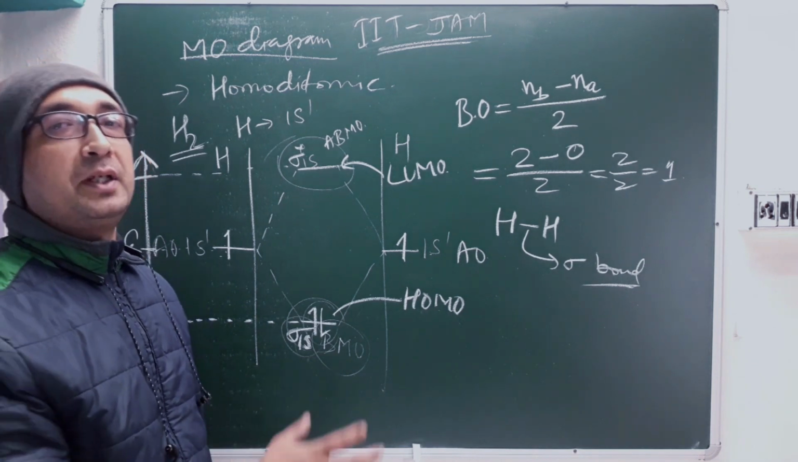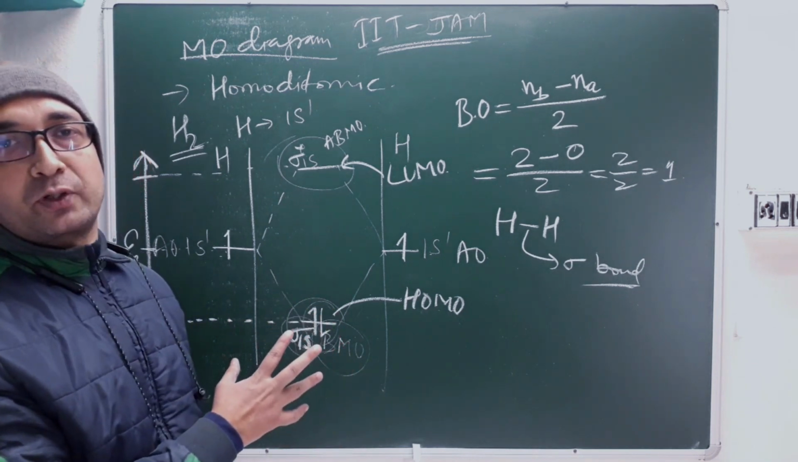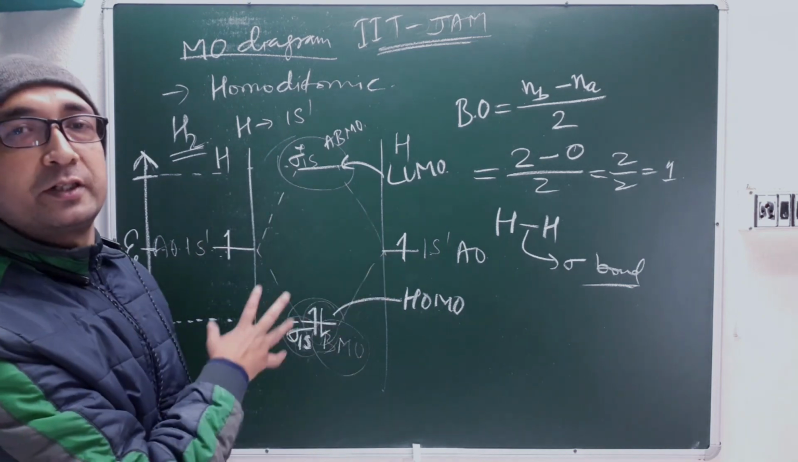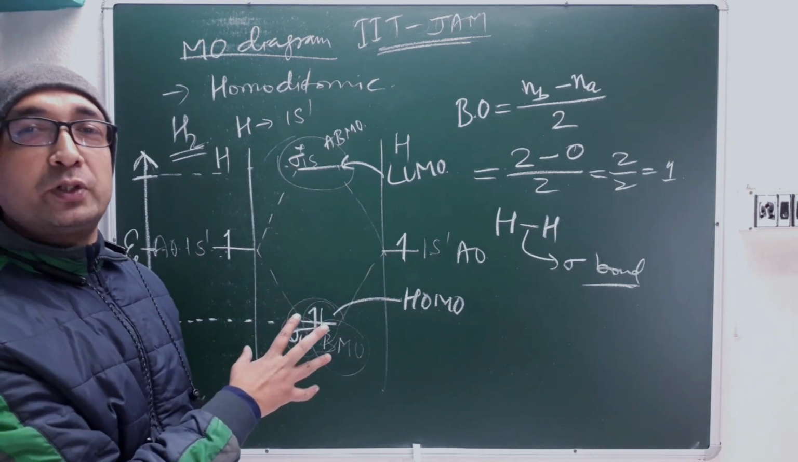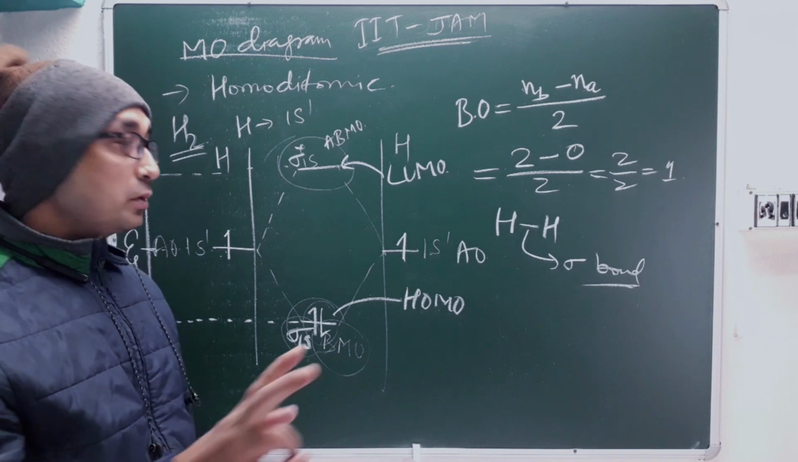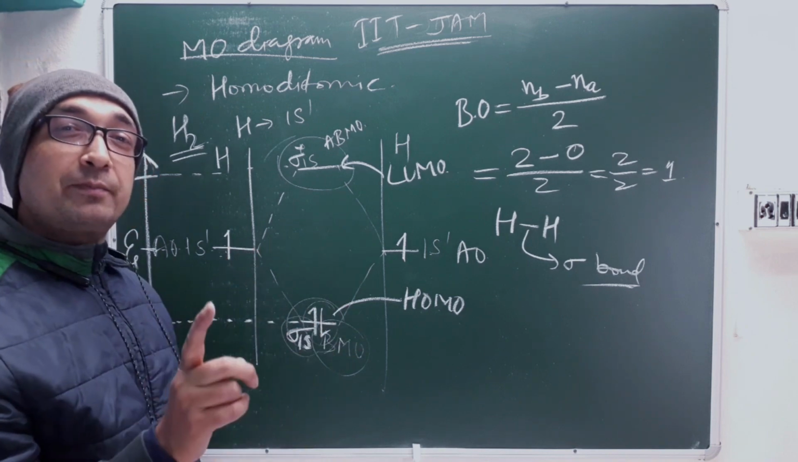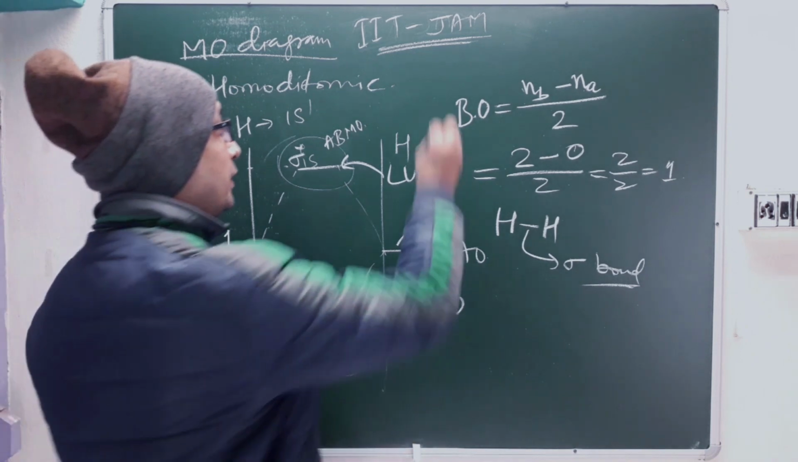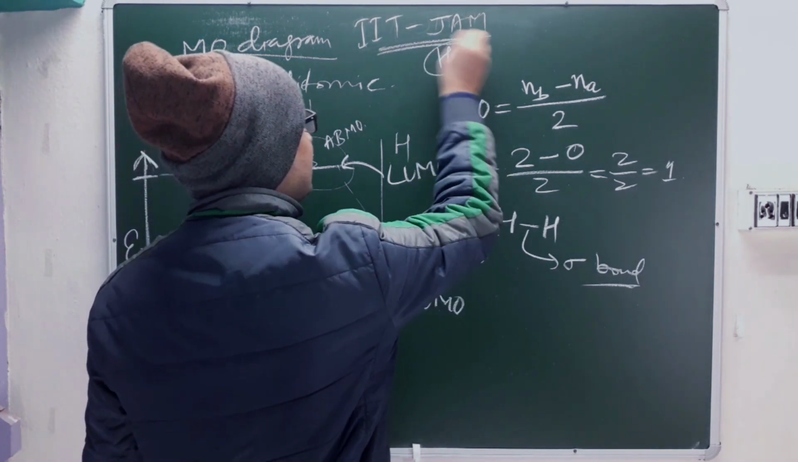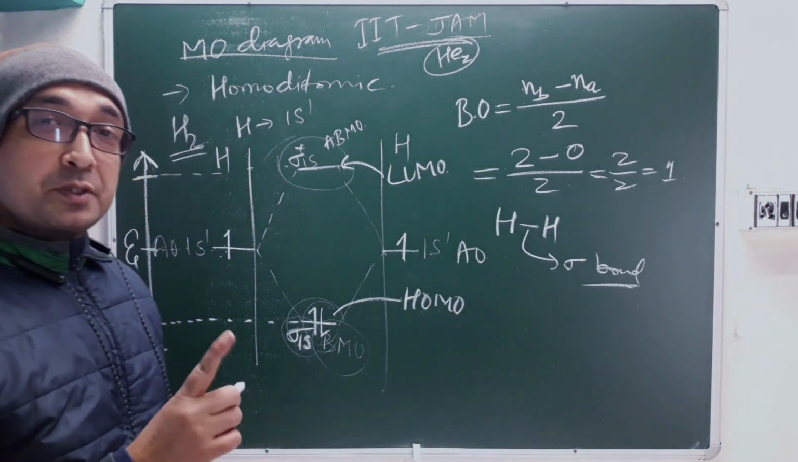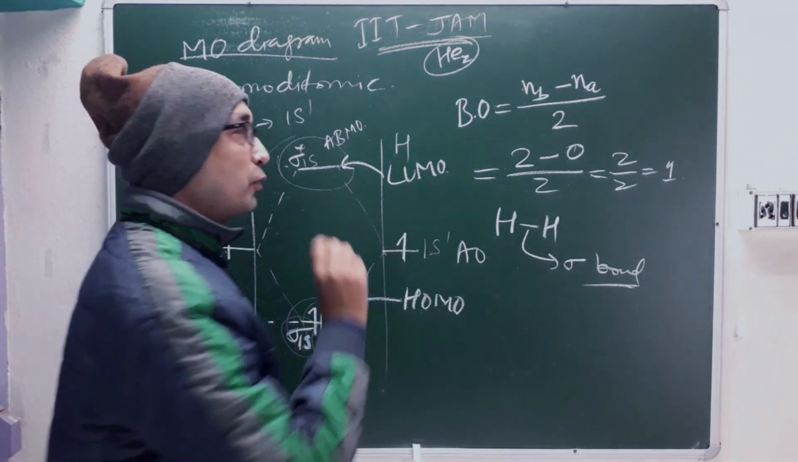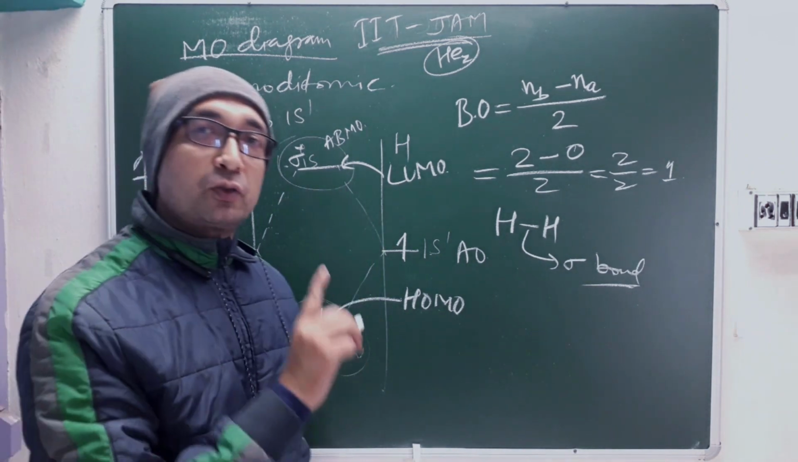So next we'll be discussing helium. Okay. So I'll also draw it here, and meanwhile you also try to do it by yourself and tell me whether He2 exists or not. Okay. This He2, whether it exists or not. What will be the bond order? What is the LUMO for this? And what is the HOMO for this? Correct?